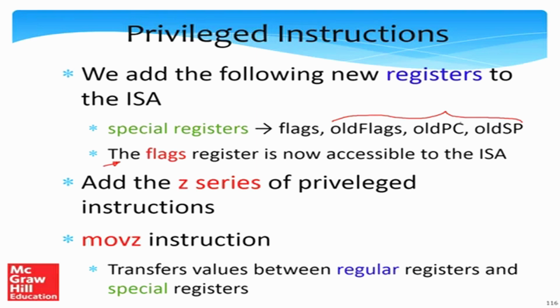So in general, what most processor designers do is that they have a normal register set, then they have a special register set for special programs like interrupt handlers. They will typically have a slightly different encoding, so we need to change the decode unit as well to take care of these instructions. The first instruction in this class that we want to introduce is the MoveZ instruction, which transfers values between regular registers and special registers.